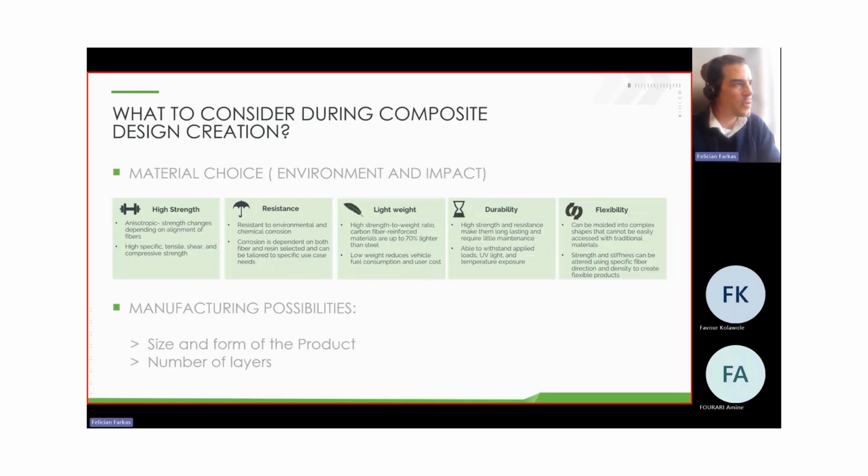What to consider during composite design creation? It is the material choice, the environment the product will be used in, what impact the product is exposed to, and how the chosen material will support that. And we see here the material strength, resilience, durability, flexibility, and thermal conductivity. Also lightweight is an important aspect of composite design.